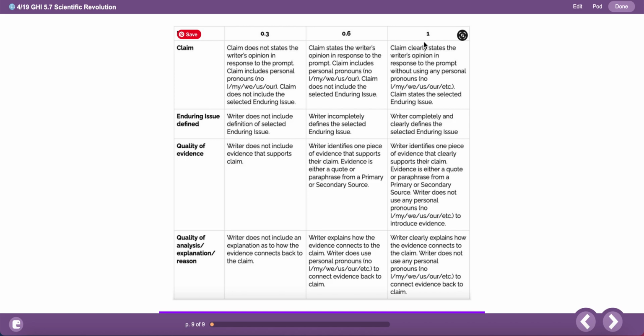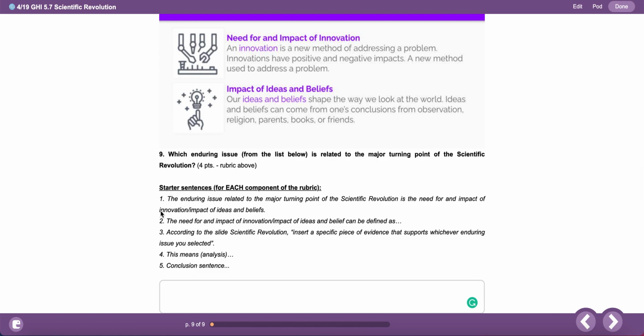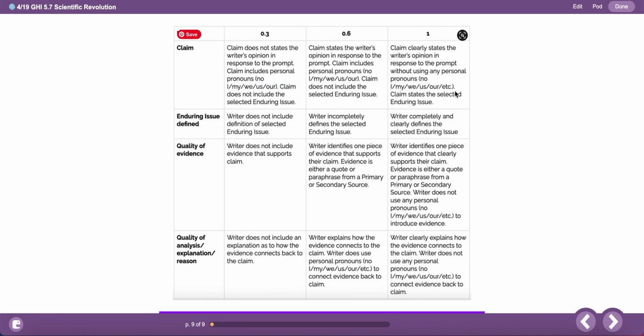Your claim, to earn full credit, clearly states the writer's opinion in response to the prompt without using any personal pronouns. So there's no I, my, we, us, our, etc. Your claim states the selected enduring issue. Maybe you're having a hard time getting started on that. You can just scroll to the bottom and you'll see that we have provided you a starter sentence that you can use. You just need to make sure that you pick either impact of innovation or impact of ideas and beliefs. Let's go on to the next part of our rubric.